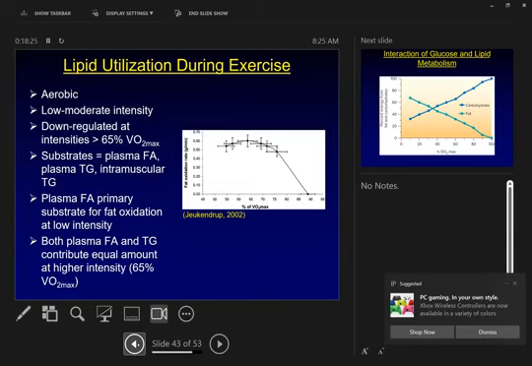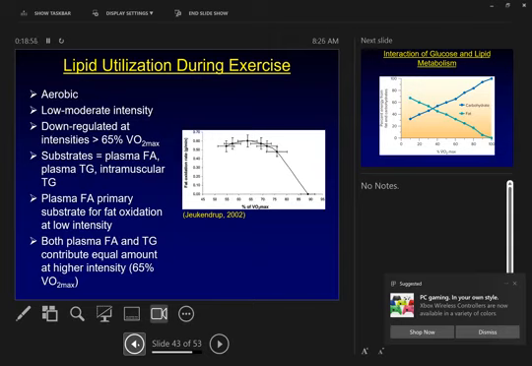You can see here in the middle, from about 55 to about 75% of VO2, we're going to have a relatively constant amount of fat use for energy. But as we clear about 75% or thereabouts, as intensity rises, our use of fat as an energy substrate is going to fall.